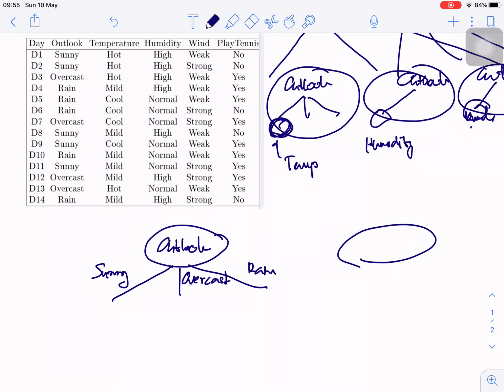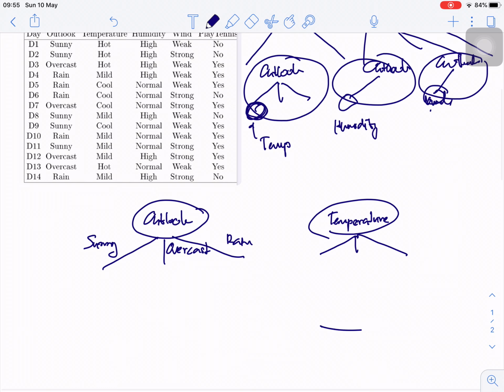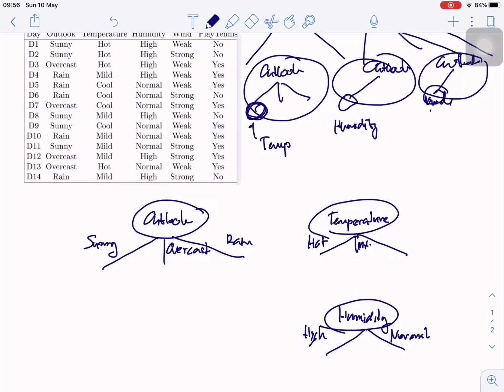When you compare the Outlook with the temperature, the temperature has three also, right? Maybe it's easier. Or if you compare it with the humidity, the values of humidity just has only high and normal. For the temperature, it is hot, mild, and cool.